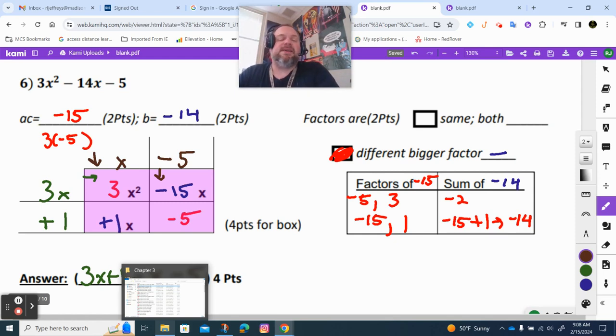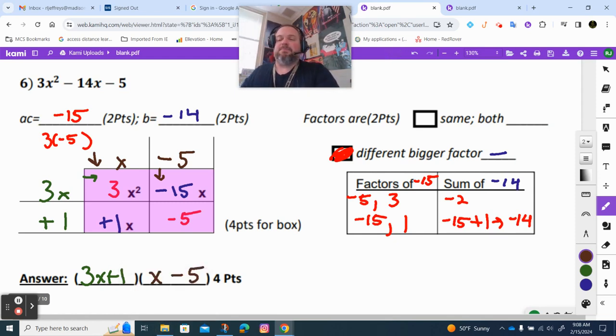Remember, for 6 and 7, you get 10 points for doing all this up here, not the box, and only 4 points for the answer. Because so many of y'all are worried about getting the answer right or wrong. Let's get the process right. Okay?